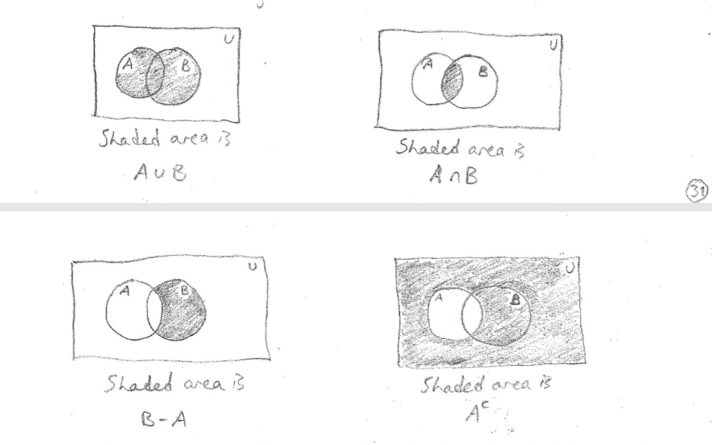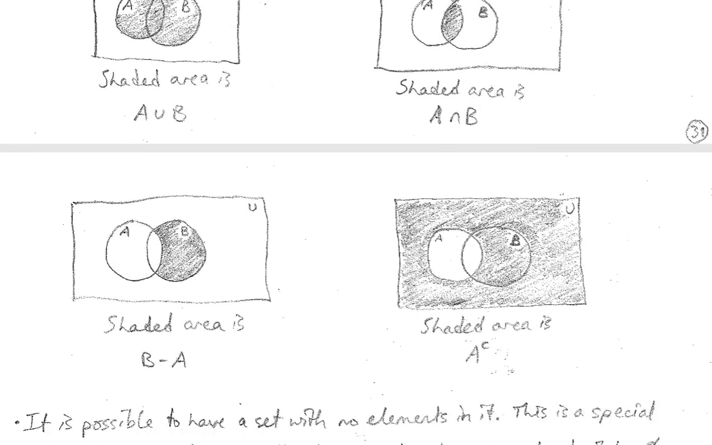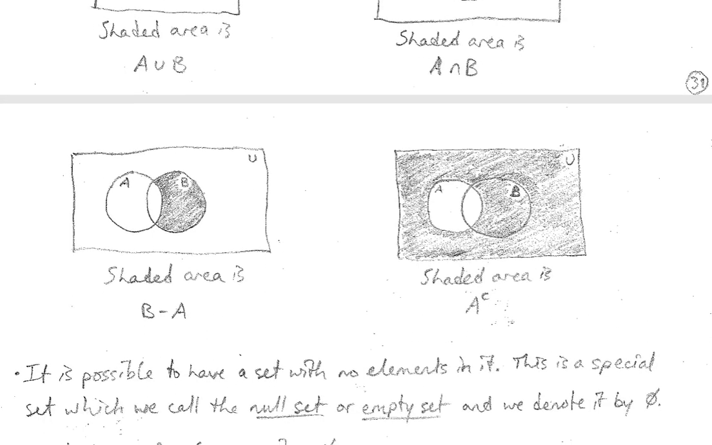Sometimes there is a set that has no guys inside of it. Sometimes there is a set with no elements. This is a special set. We call it the null set, or it's called the empty set, and we have a special symbol for it. And you'll see it written two slightly different ways.